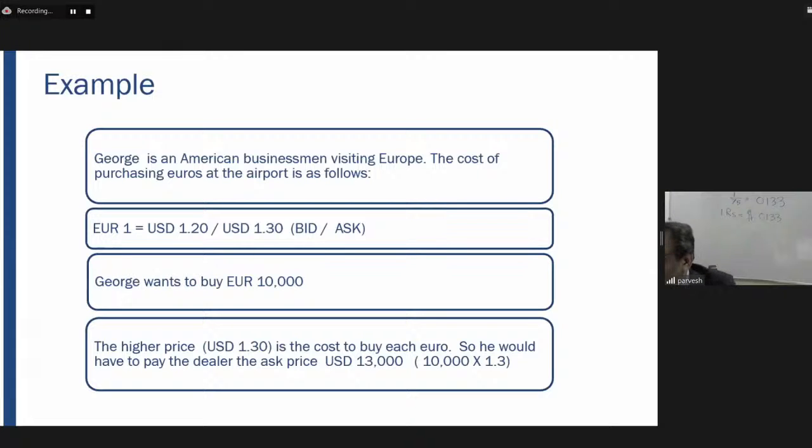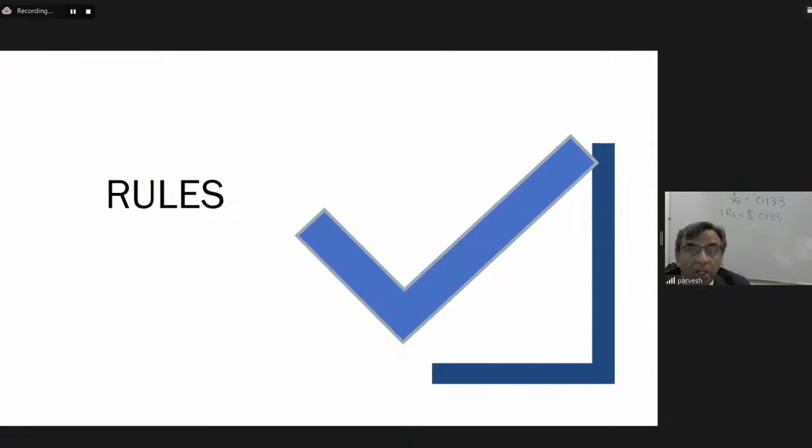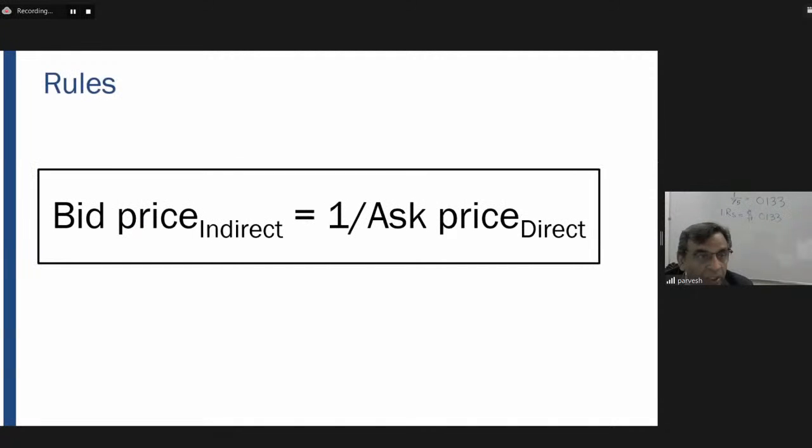Okay. Very good. So let's go now and understand some more rules. Now this is a very, very important rule. So please pay your utmost attention to this rule. The rule is: bid price indirect is equal to 1 upon ask direct. Suppose you want to convert a direct quote into an indirect quote, then do the reciprocal of the ask and you will get the bid price in the indirect quote.